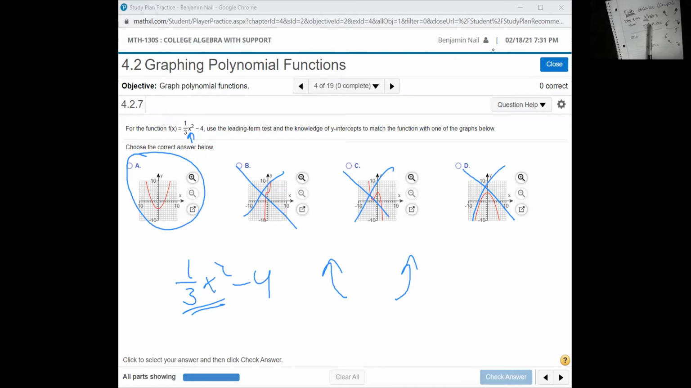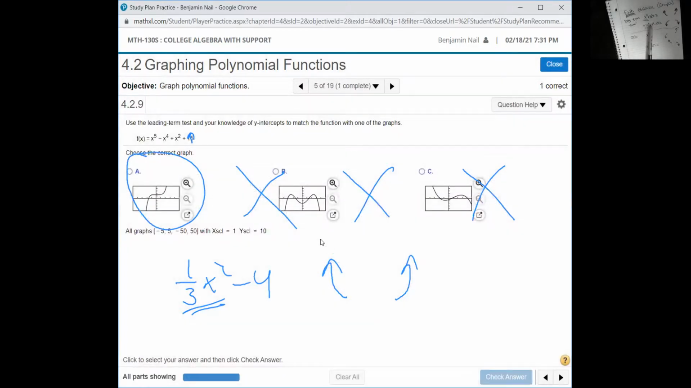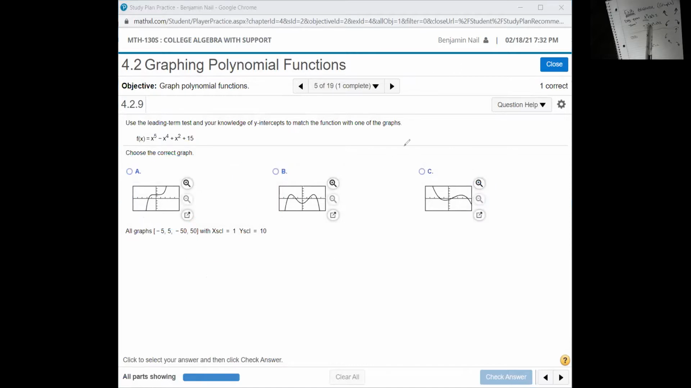So if I clear this out, and I pick A, that's going to be the correct answer. All you're going to need for some of these is really just knowing that end behavior. Now, along the same line, same type of function here. Now we have an x to the 5th power. Because that's an x to the 5th, that's an odd degree.